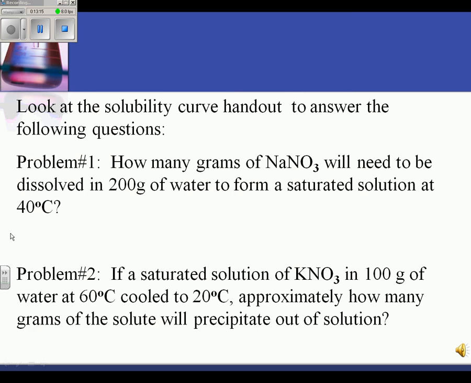Using your copy of the solubility curves, I'd like for you to answer the following problems. Jot the answer down on your paper and we'll discuss the answers here in a few minutes.